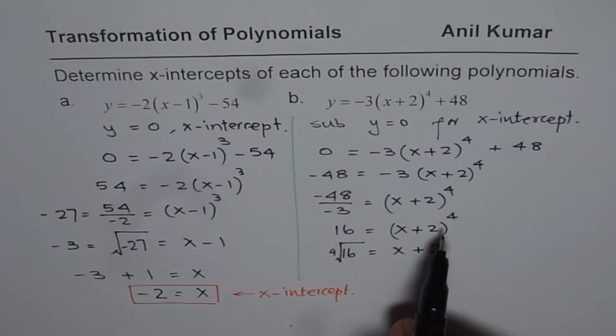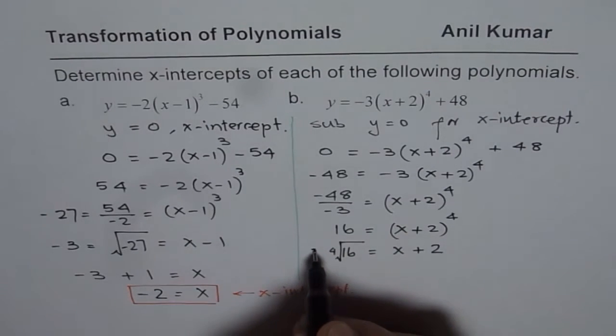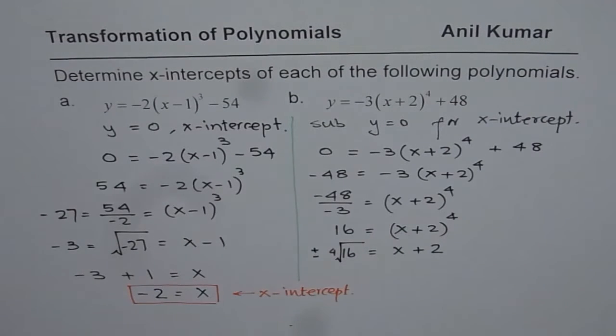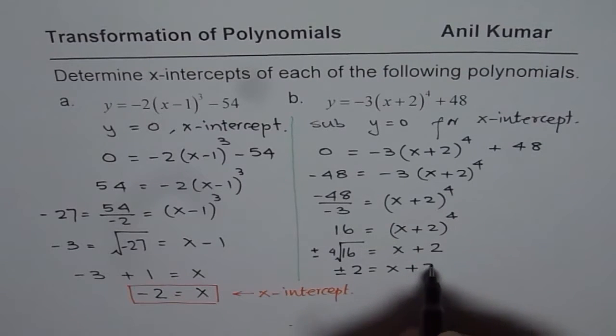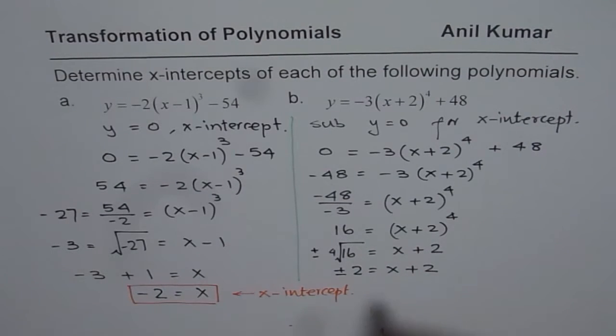Now whenever you do a fourth root, you have to take both the positive and negative sign into consideration, right? Because when you raise a negative number to an even power, it becomes positive. Now the fourth root of 16 is 2, right? So we get plus and minus 2 equals x plus 2. And from here we can solve for x. So we get x equals minus 2 plus or minus 2, right? So we get two values in this case.